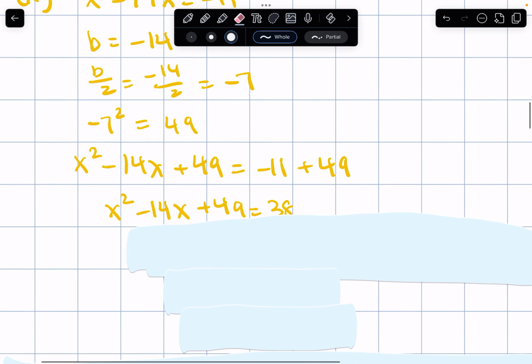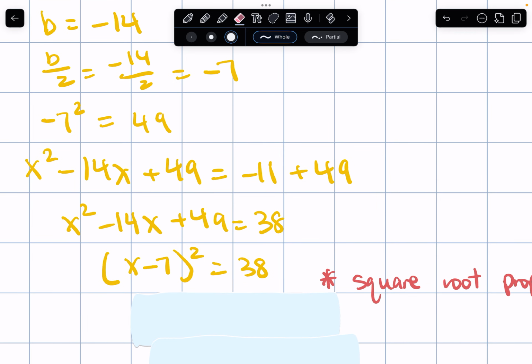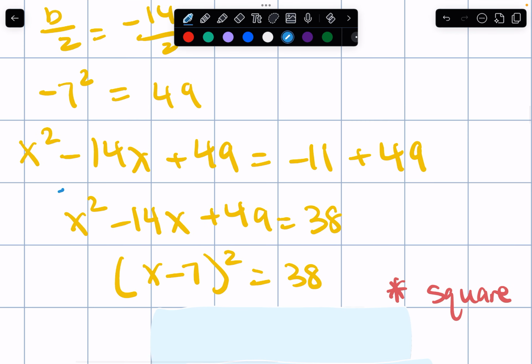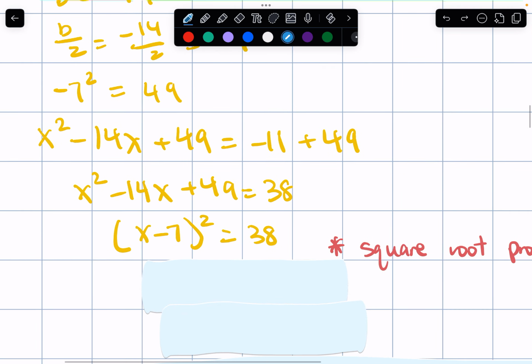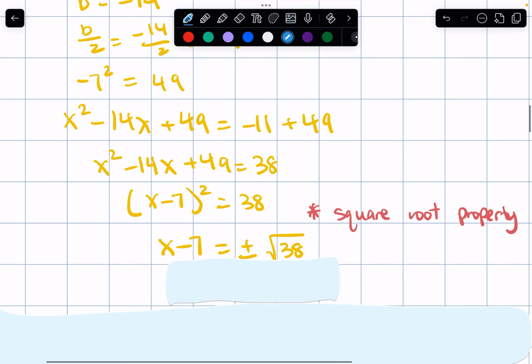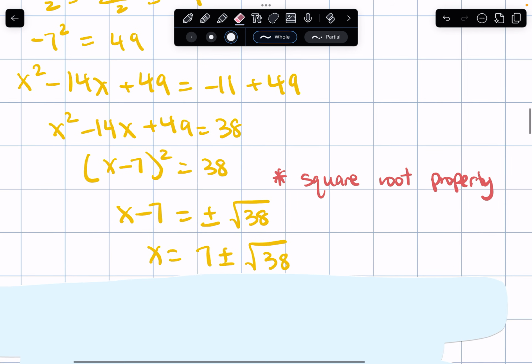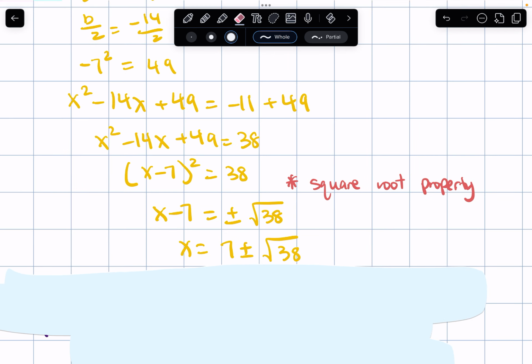And then you are just going to simplify it and keep simplifying it. And when you get to here, you can actually see this side you can factor, right? So this factors to this, but I'm going to leave the right side as it is. Then we're going to use the square root property. Remember, it always has to be plus or minus, so you have to write both of them. And then it gives you the equation of x equals 7 plus or minus square root of 38.